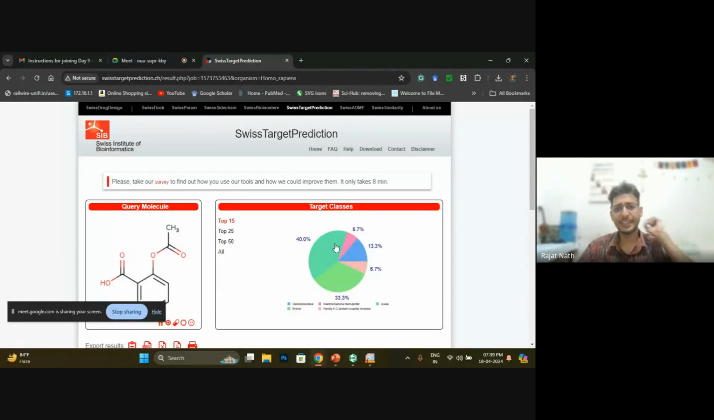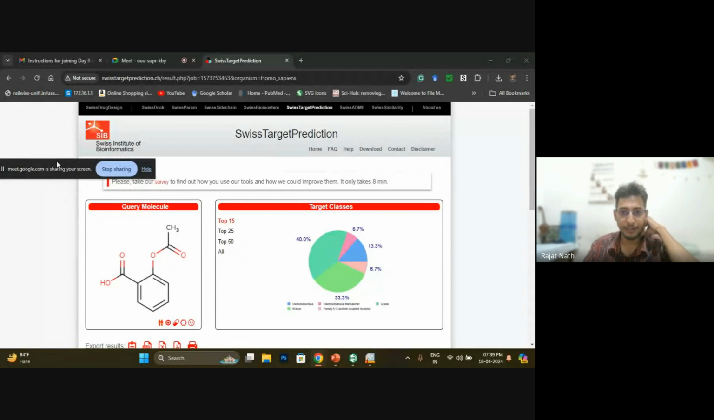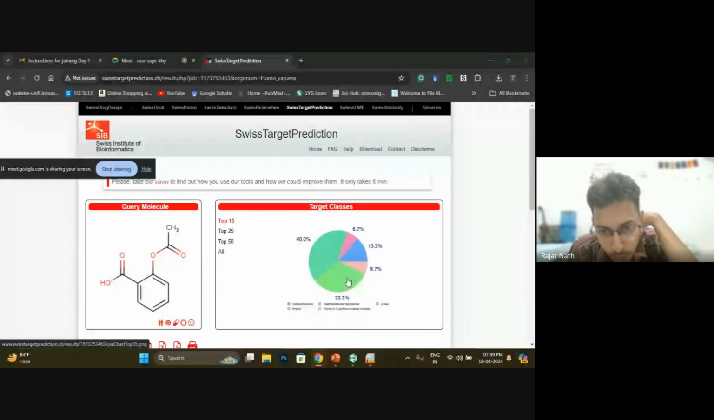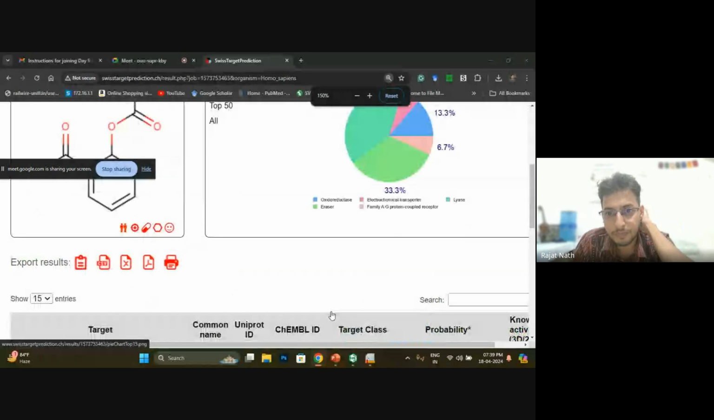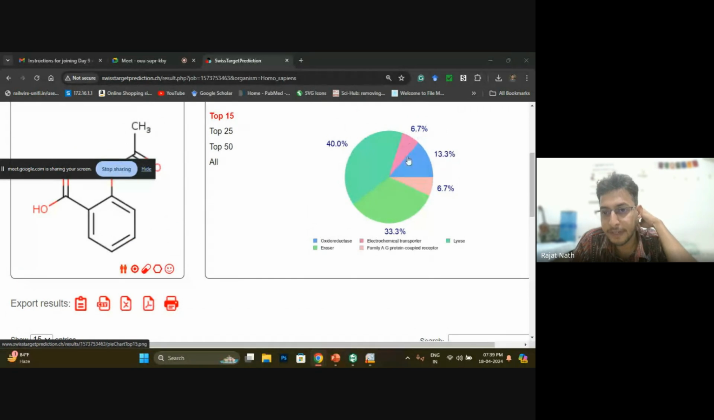So these are the target classes, which type of targets have been predicted by this software. What the color denotes is written here. Like for blue, it is oxidoreductase. For this pink, it is an electrochemical transporter. For green, it is lyase. Like this is the chemical class.